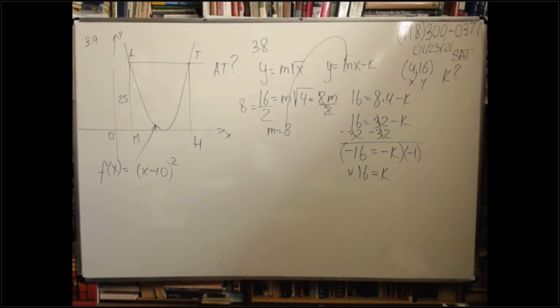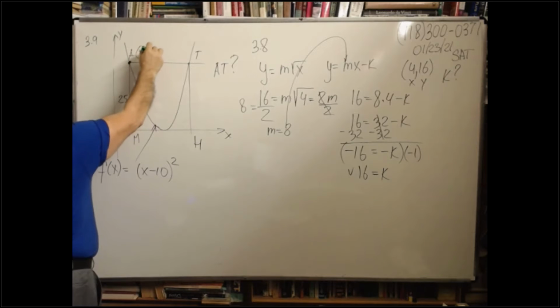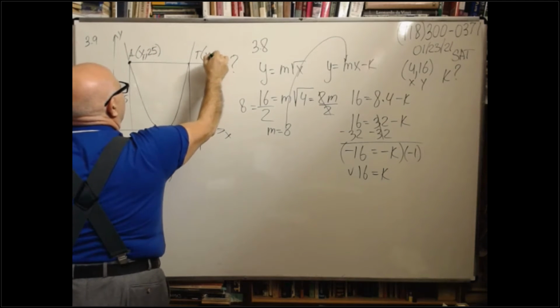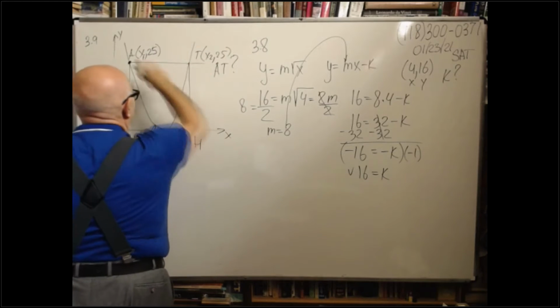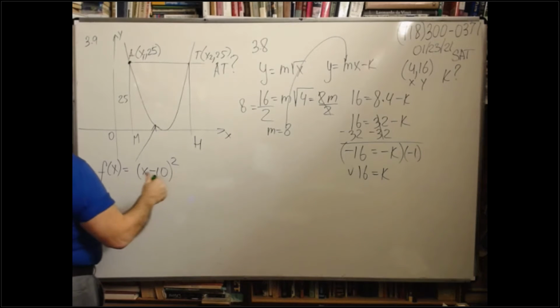Okay, but look at this. This parabola goes through this point, from the point where y equals to 25. So A has x1 25, and T has x2 25. So this value y is 25. So what is f of x and y? This is 25.